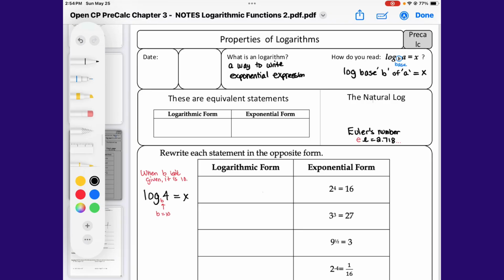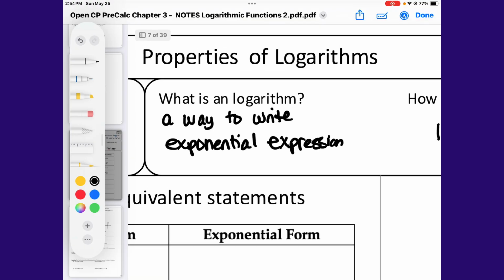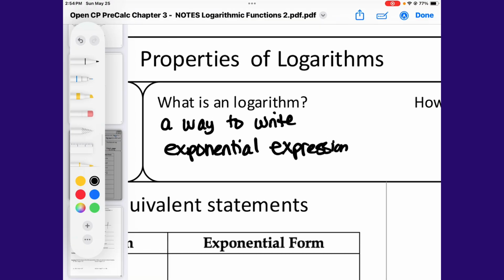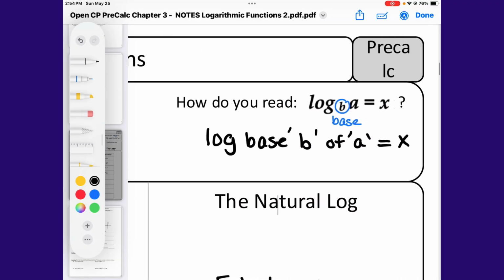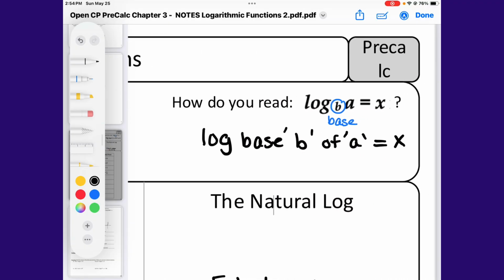So this is the start of logs. In order for you to understand logs well, you should know your exponent rules. So a log is just another way to write an exponential expression. It allows us to write it in a way that we're able to solve for an unknown exponent. So we read it log base b of a is equal to x.